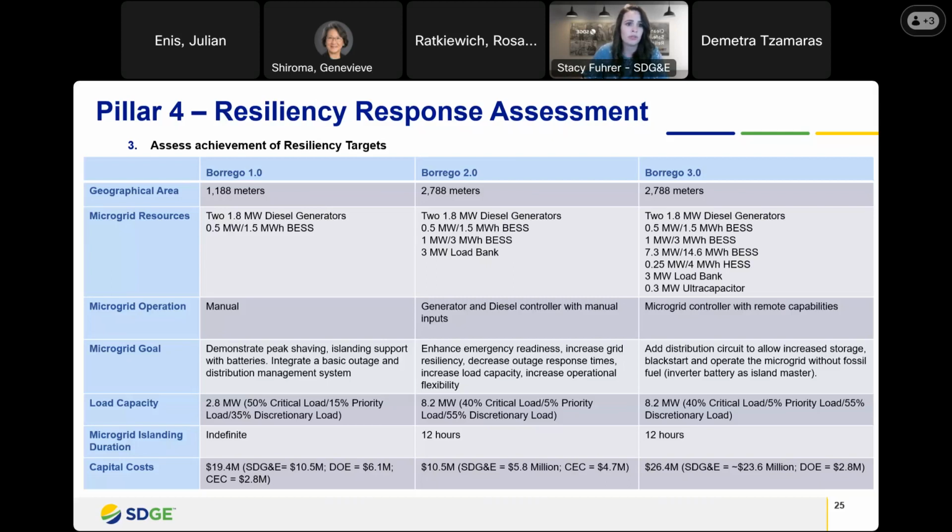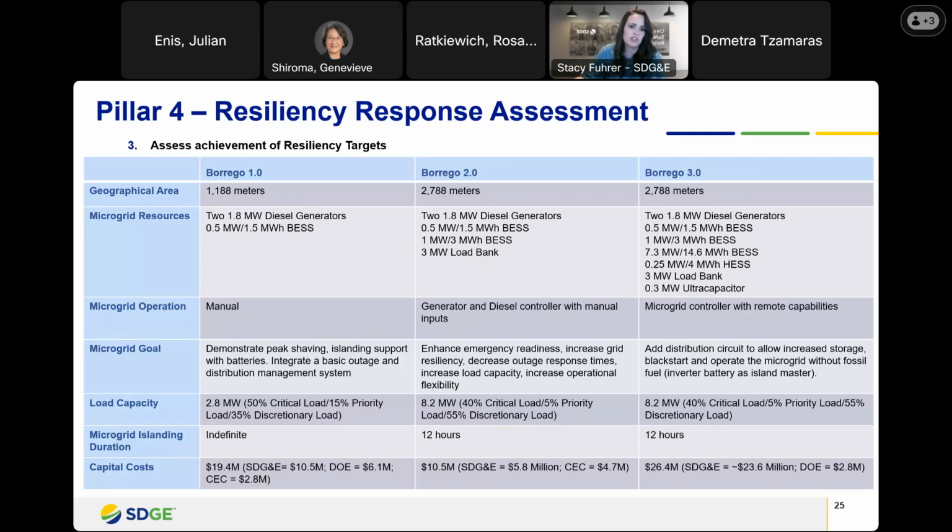And as part of Borrego 3.0, SDG&E has a DOE grant in order to model and simulate how all of these resources listed above will work together to actually island and maintain load, to black start the community using the battery as an island master. And so the microgrid controller has remote capabilities for the first time ever.